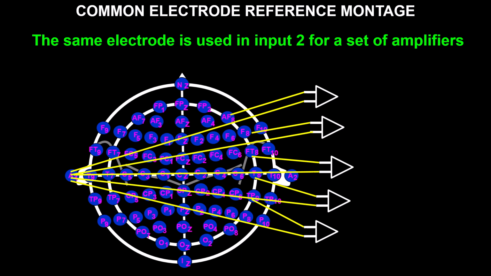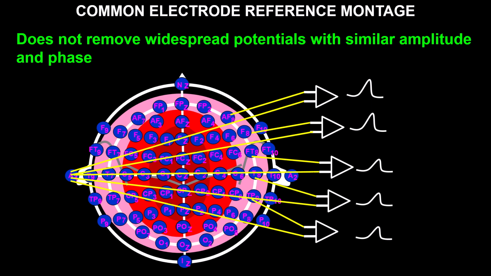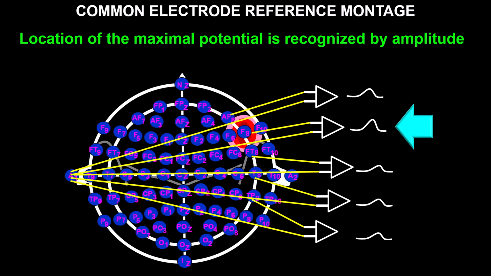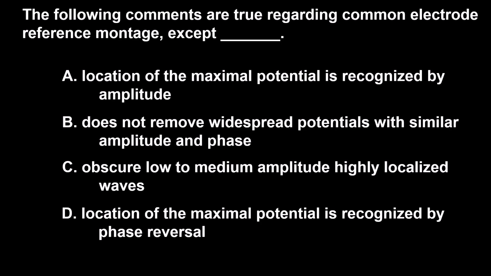Common electrode reference montage uses the same electrode in input 2 for a set of amplifiers. Amplitude can be used for localization among the same set of derivations connected to the same input 2 of the differential amplifiers. Common electrode reference montage do not remove widespread fields. They obscure low to medium amplitude highly localized waves. In common electrode reference montage, the localization of the maximal potential is recognized by amplitude. So the answer to this question is D.